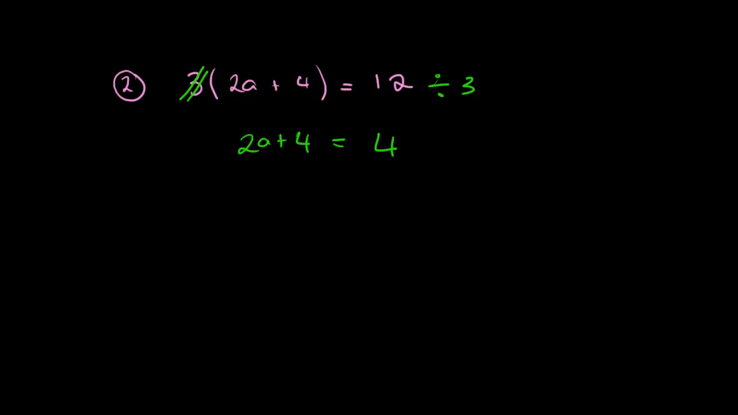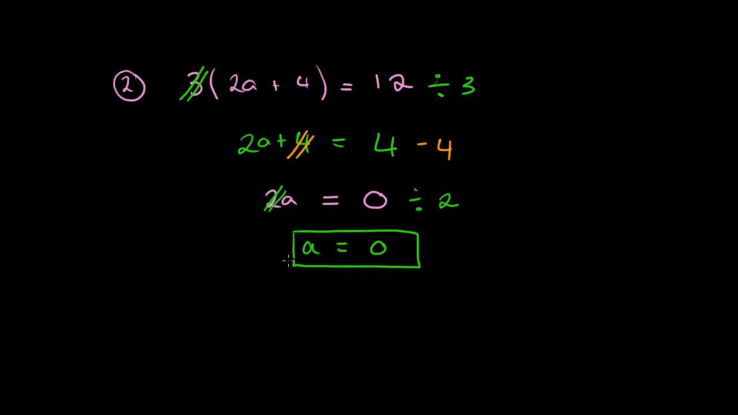So what's my next step? Well, I've got a 2 and a 4. It's like a normal two-step equation. The 4 is the most alone, so the opposite of plus 4 is minus 4. So I'm left with 2a equals, well, 4 take away 4 equals 0. So the opposite of times 2 is divide by 2. a equals, well, 0 divided by 2 equals 0.